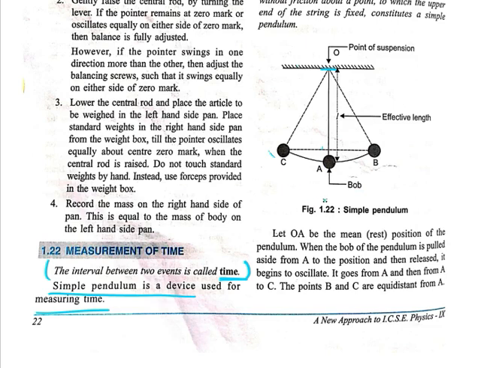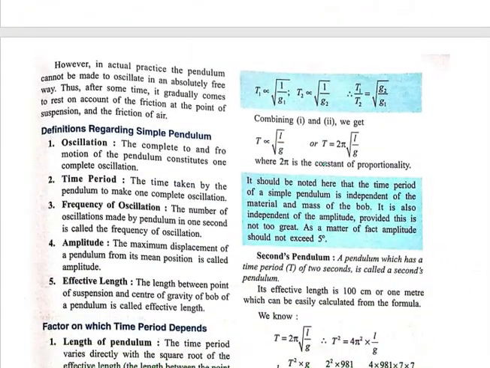Suppose it goes to C, then the points B and C are equidistant from A. The bob was initially at the mean position A, we stretch it to B and release it. It will again move from B to A, then from A to C, from C to A, and again from A to B. So these two points, C and B, are equidistant from the mean position A.